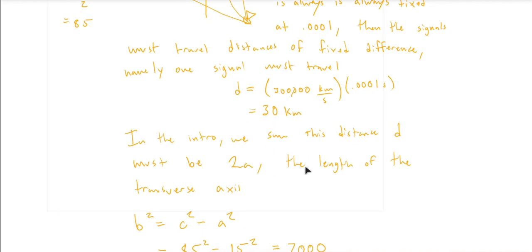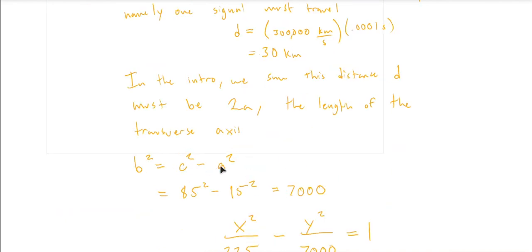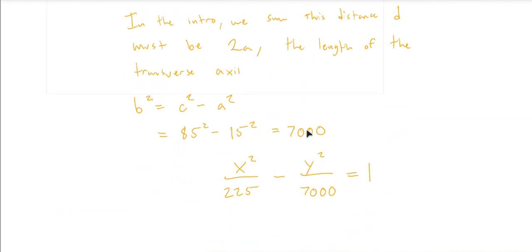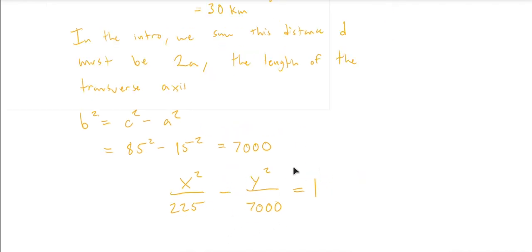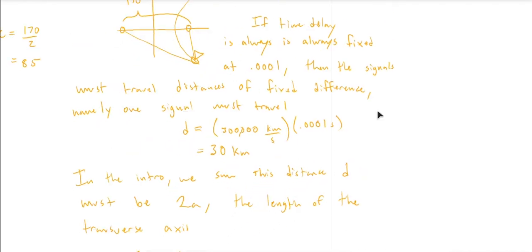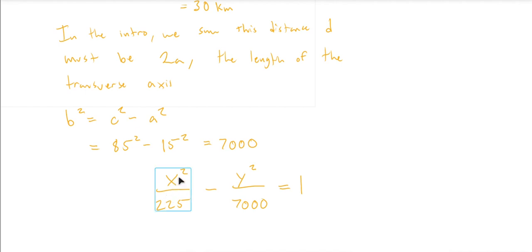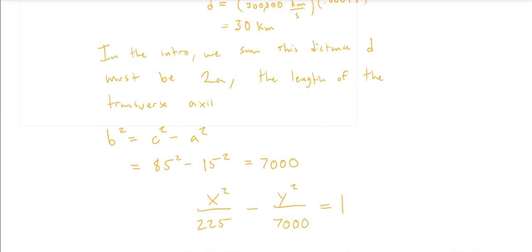But we now have c and a, because if we remember from the intro, this absolute difference d between the two distances to the foci has to be of length 2a, the length of the transverse axis. Having c and a, we can then find b, or at least b squared, and that gives us enough to write our equation. I've positioned this horizontally, and so we're going to have our x squared as our leading term. It's over a squared, which 15 squared is 225, and b squared we just derived to be 7,000. So we put minus y squared over 7,000 equal to 1, and that'll be the end of that.